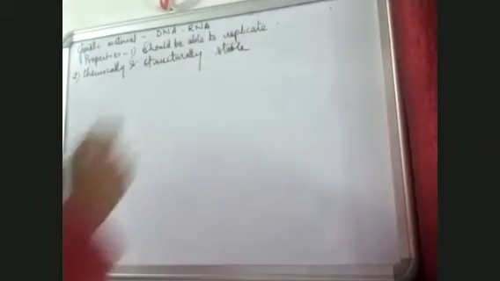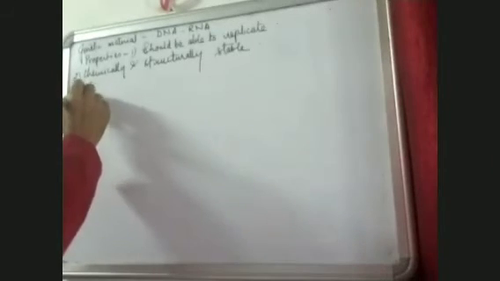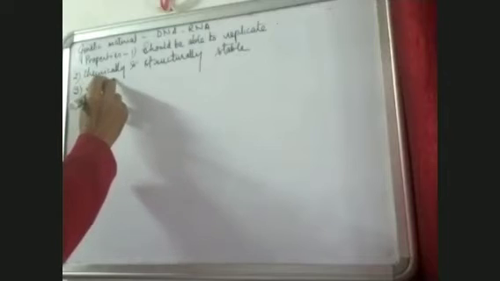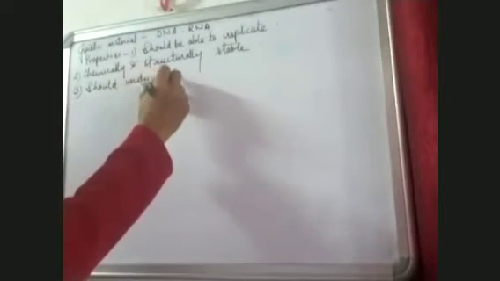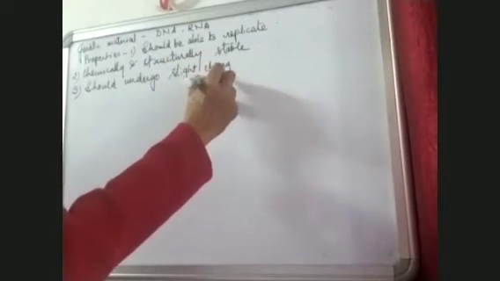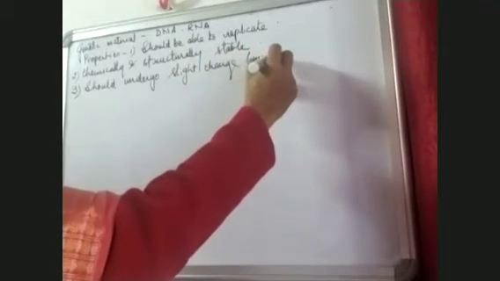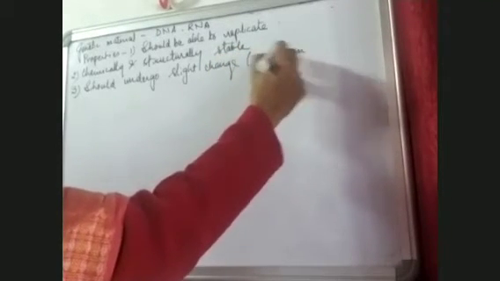A genetic material should be chemically and structurally stable. Then it should undergo mutation. It should undergo slight changes in its makeup, and those slight changes are mutations, and these slight changes are important for evolution.